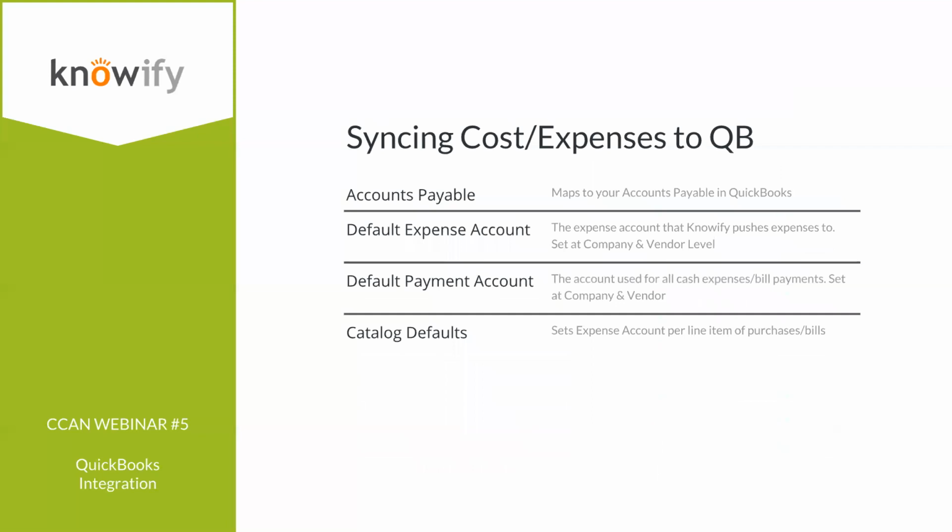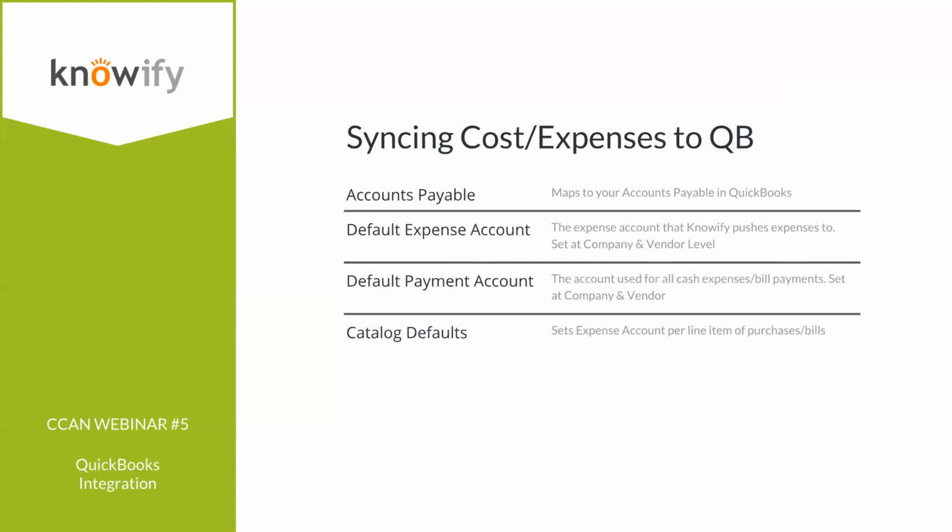So what I'll get into next is syncing our costs, or expenses, to QuickBooks. I'm just summarizing the defaults that we'll set. And again, I did cover this a lot in our material costing webinar. But the first thing Knowify will prompt you for is your accounts payable account. It's really just so we know where to push any of your bills or accounts payable items into QuickBooks. It's always the most simple one-for-one mapping.